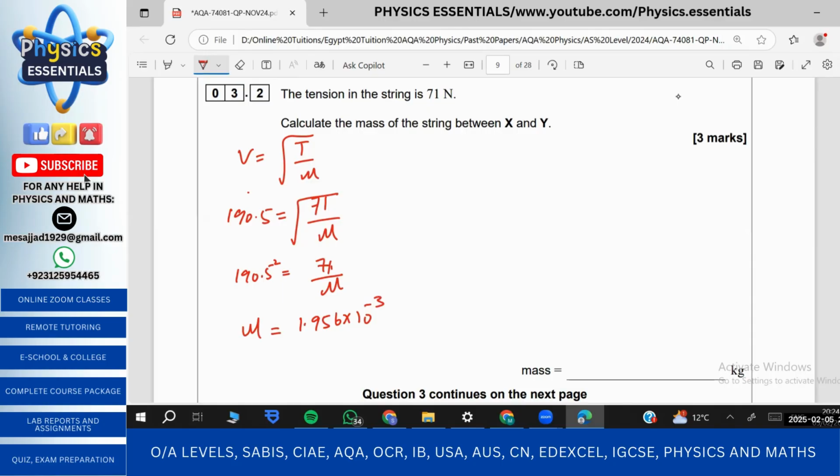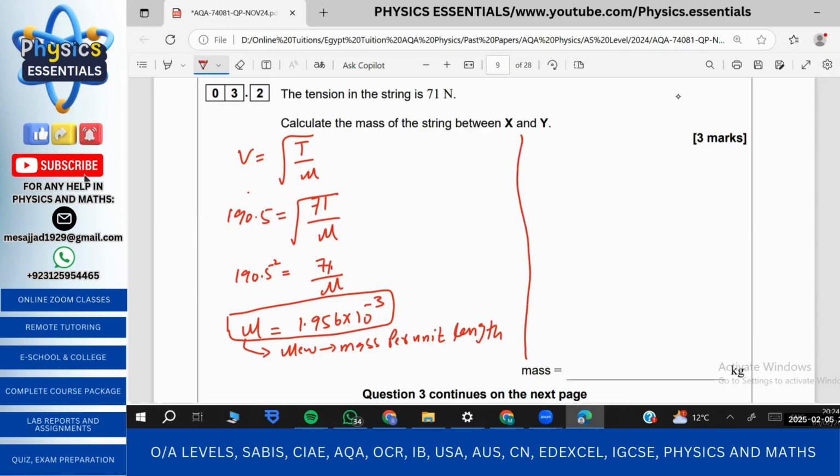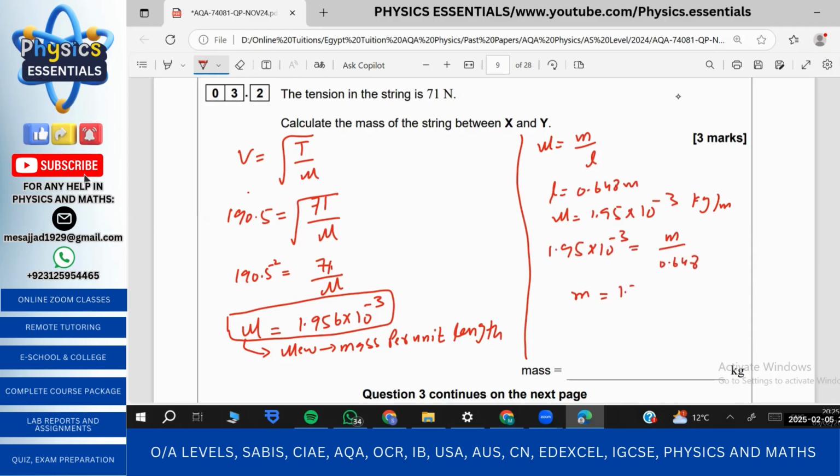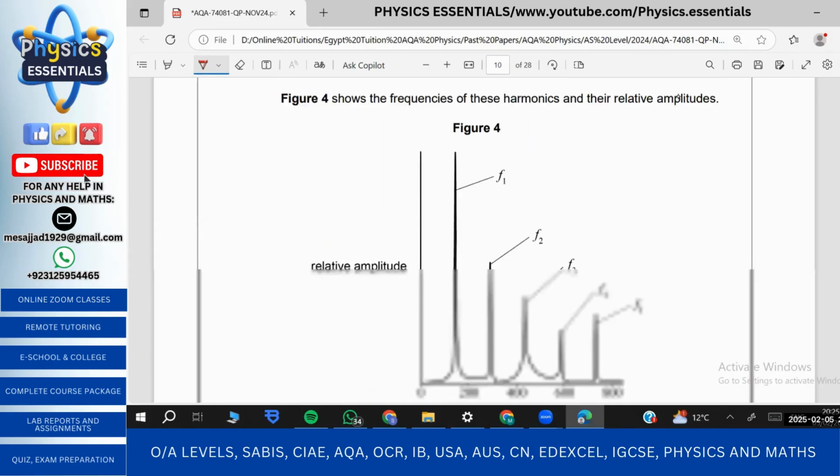Okay. Now you got mass per unit length. This is actually called mu, or mass per unit length. And now you have to calculate the mass. So mu is actually mass per unit length, and what is length? Length is 0.648 meters. And mu is 1.95 into 10 to the power minus 3 kilogram per meter. So we are just putting in the values: 1.95 into 10 to the power minus 3 equals m over 0.648. And after multiplying, I'm going to get about 1.3 into 10 to the power minus 3 kg.